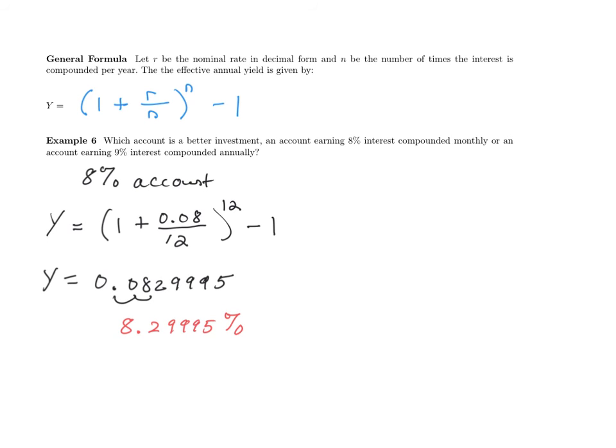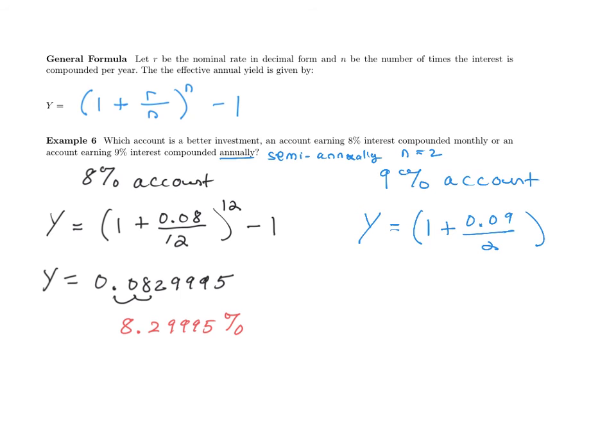Now, if we do the same thing for the other account, that one was 9% interest. I put annually. I meant to put semi-annually, meaning twice a year, where n is equal to 2. With this correction, y, the effective annual yield, is 1 plus 0.09 divided by 2 raised to the power of 2 minus 1.